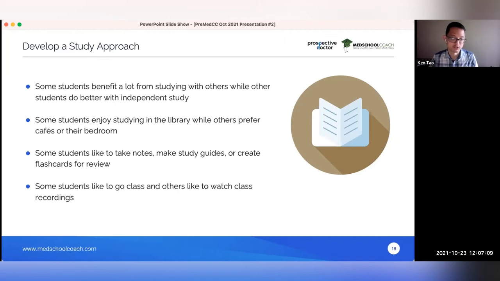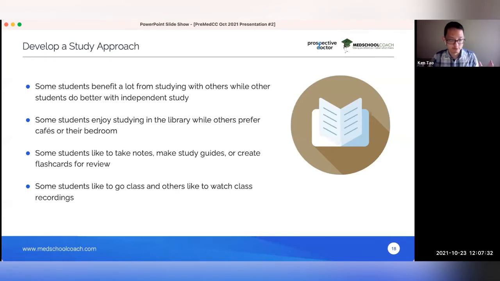Sometimes it's trying different strategies and approaches, but when it comes to being a pre-med and studying for your classes, you have to realize you have a limited amount of time. If you are good at studying independently and one of your classmates or friends asks you to study together because they're having a tough time with the course, well, yes, by all means, if you have the time to help them, great.